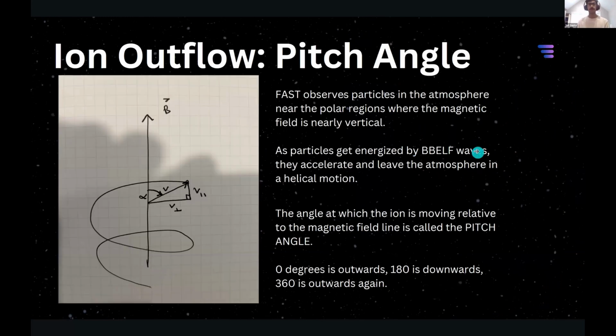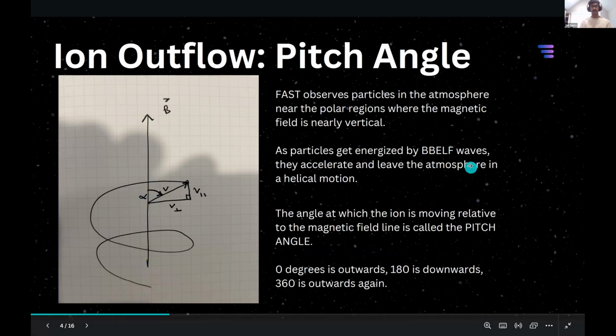So FAST observes particles in the atmosphere near the polar regions where the magnetic field is nearly vertical. And as particles get energized by BBELF waves, they leave the atmosphere in a sort of helical motion. As you can see in this picture, the angle at which the ion is moving in comparison to the magnetic field line is called the pitch angle. So that would be this angle alpha right here. A pitch angle of 0 degrees would mean it goes straight up and out, 180 degrees would mean it goes downwards, and 360 degrees would be back up again.